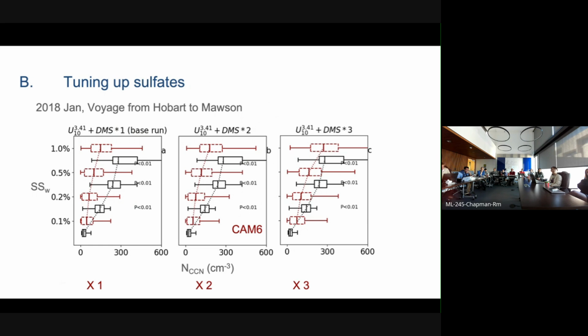If we tune up the sulfate, this is the sensitivity test: default run on the left, the doubling in the middle, the tripling on the right. We do see the dashed line, which is from the model, shifting one by one to the right. However, it's still underestimating the CCN in this general case when the DMS scale is very high in the deep summer.